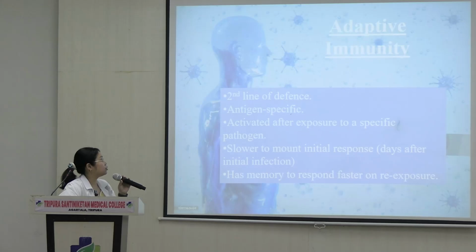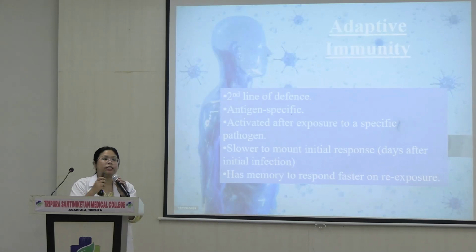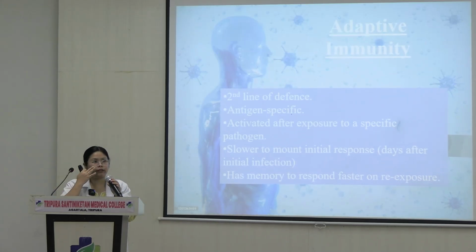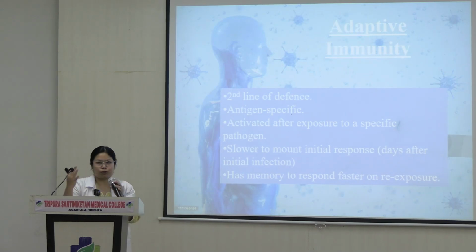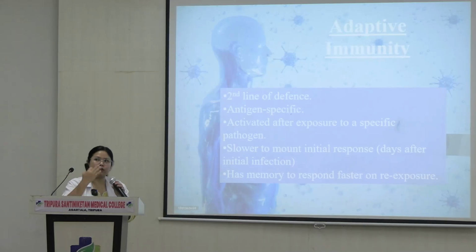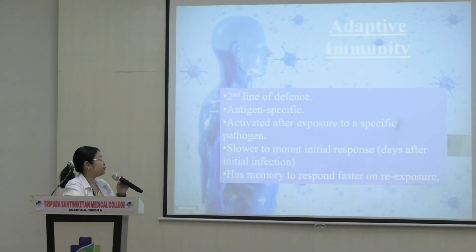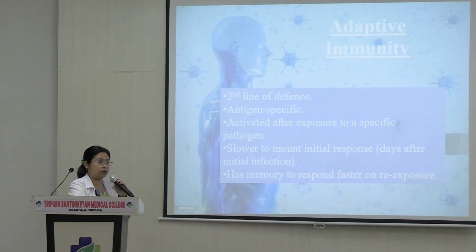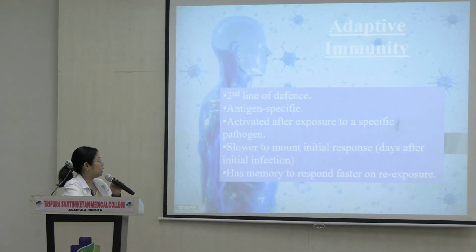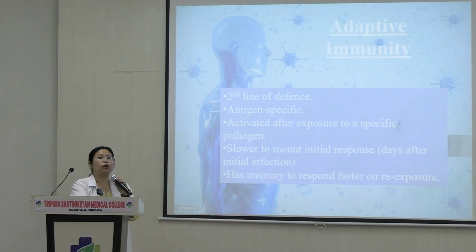It requires exposure to a specific pathogen. That's why it develops after birth, right? Over the years, because it has to first encounter those particles or toxins that are outside, and then it will develop a response to them. Therefore, it is slower to mount an initial response. The innate response was much quicker. It has a memory to respond faster on re-exposure.